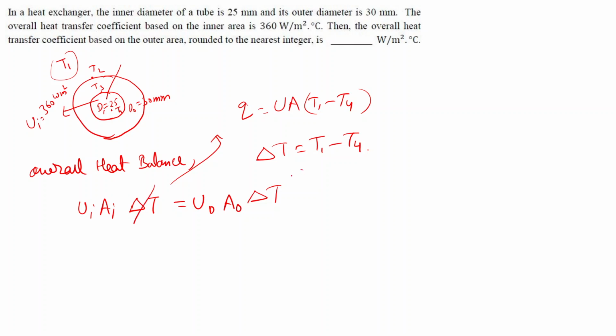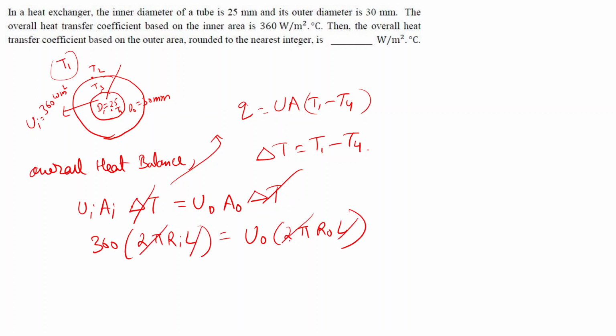Now this delta T we can cancel out. Ui we have been given as 360, Ai we can write as 2 pi inner radius ri into L, is equal to U naught, which we have to find, into 2 pi r naught into L. 2 pi L will get cancelled out, and we will get U naught is equal to 360 into ri upon r naught. We will replace the values of ri and r naught, which are given as 25 and 30.